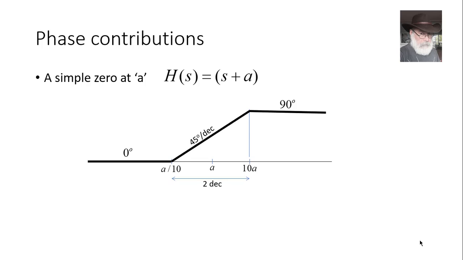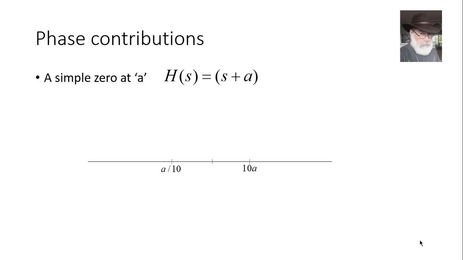However, I prefer to represent this with two semi-infinite segments like this. At 0.1 A, I draw a semi-infinite line with a slope of 45 degrees per decade, and at 10 times A, I draw another semi-infinite line, but this time with a slope of negative 45 degrees per decade that would cancel the slope of the first one. That way I can travel from left to right, adding the different slope contributions.